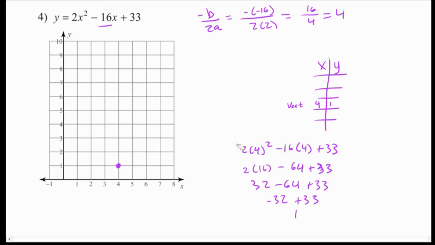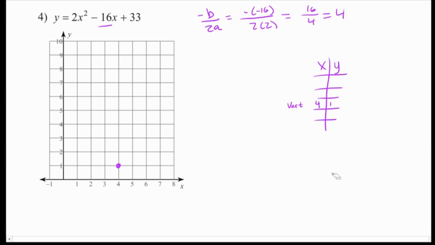So now that we have our first point, I'm going to find 2 points to the right of it, just because I know that quadratics are symmetrical. So I'm going to plug in 5, then I'll plug in 6 to see what we get here. So y equals 2 times 5 squared minus 16 times 5 plus 33, and then y equals 2 times 6 squared minus 16 times 6 plus 33. I'm going to fast forward this, but we're going to talk about what we get when we're done.